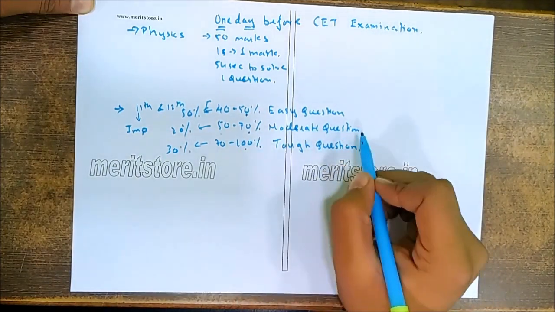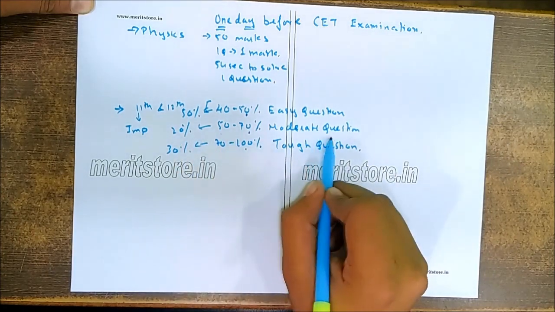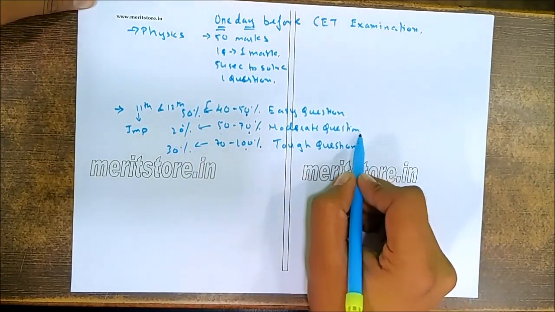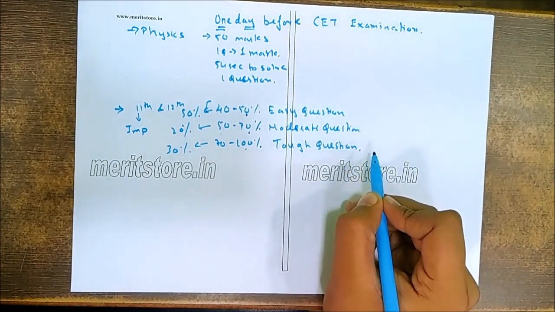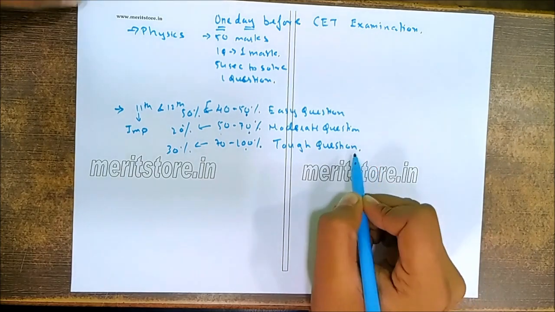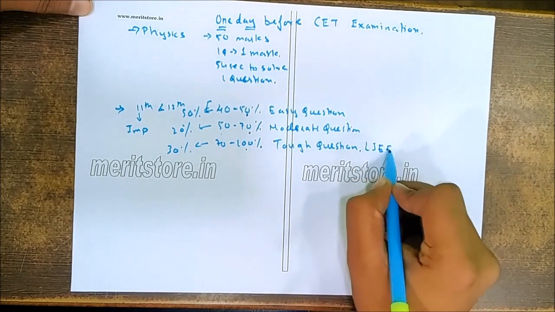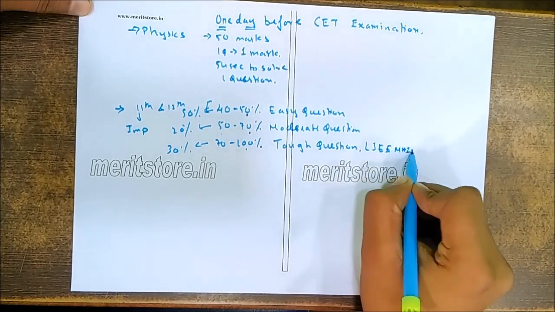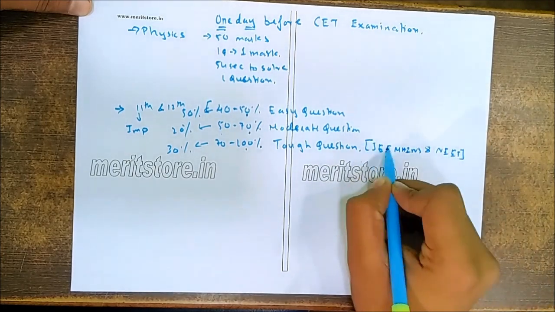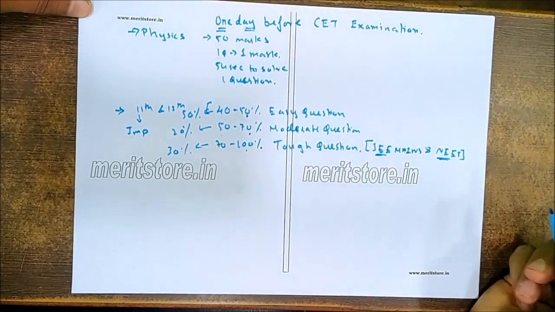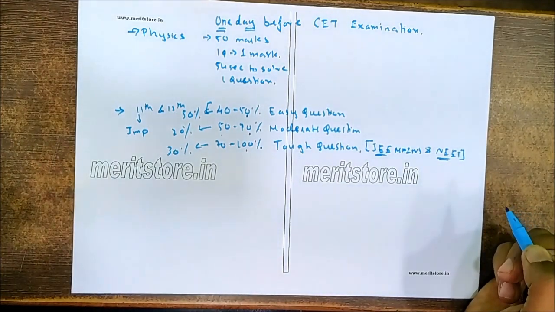The solution should be very quick. Now the 20% moderate questions will be from competitive examinations like Kerala CET and AIPMT papers, and the tough questions will be from JEE Mains and NEET examinations. Yes, to confirm, JEE Mains and NEET questions will also be there in the CET examination.